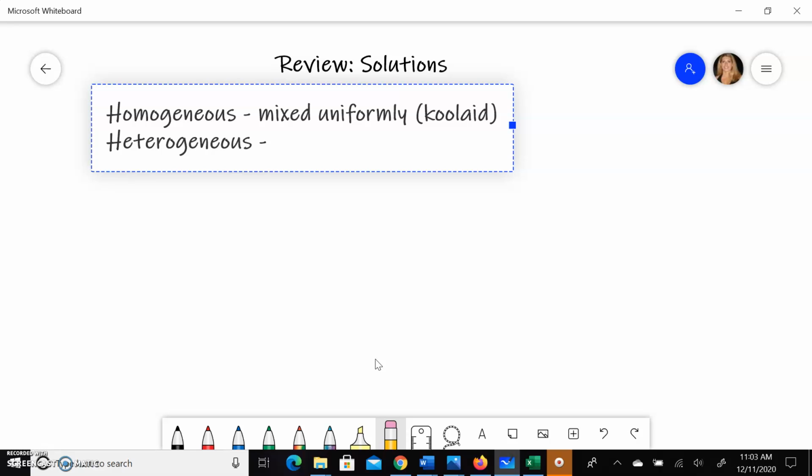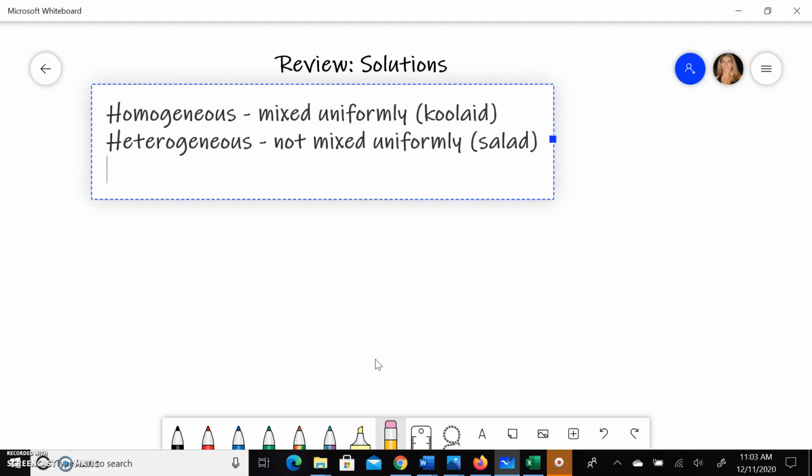The difference would be heterogeneous, which means not mixed uniformly. So this would be something like a salad. So I might get 2 tomatoes and you get 1, so it's not necessarily the same throughout the entire salad.